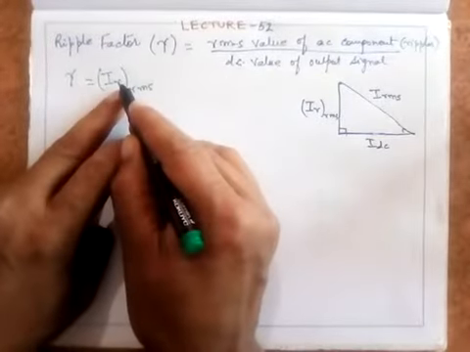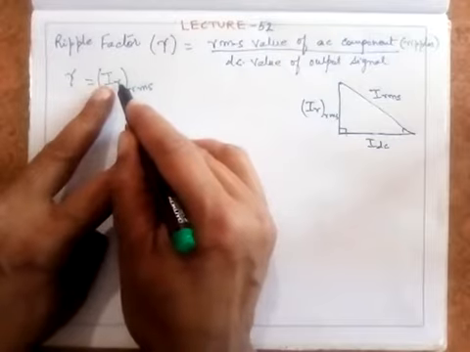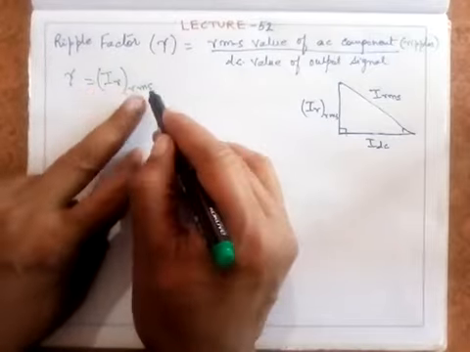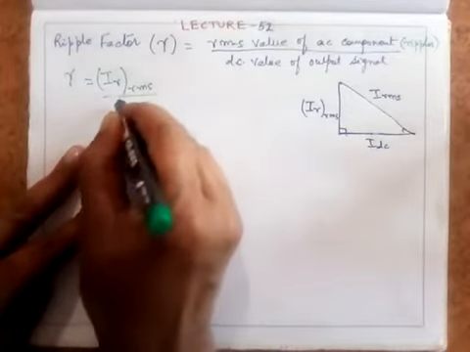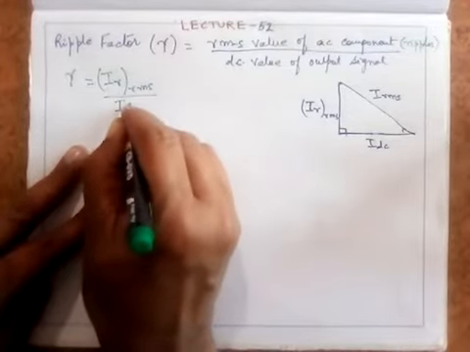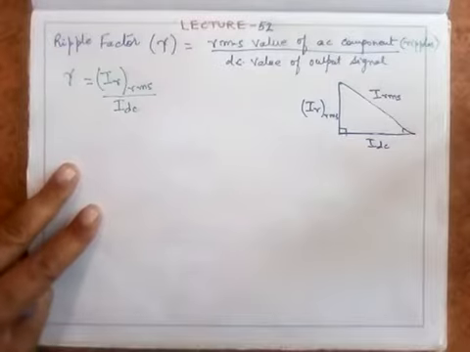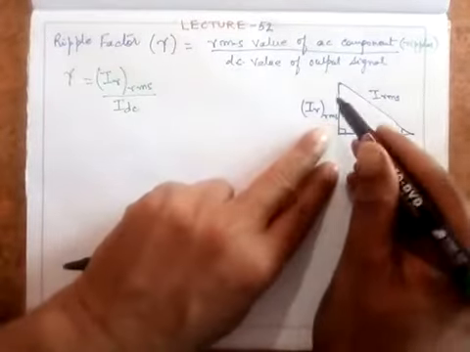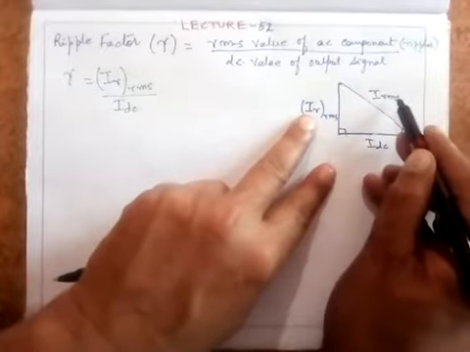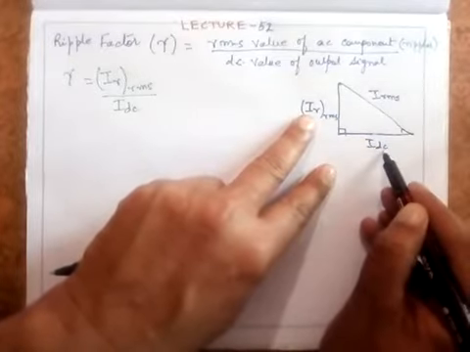This R stands for ripples. This is the RMS value of the ripples, or the RMS current of the ripples which are present, with respect to IDC. Now if you see here, I simply apply the Pythagoras theorem. That is, IR RMS will be this square minus this square, under root.